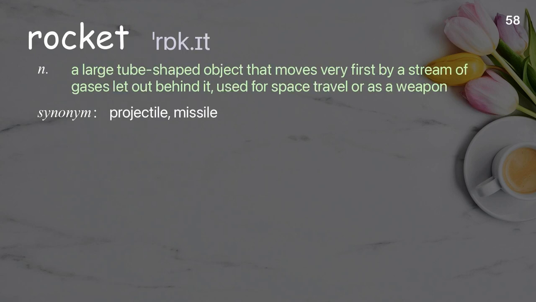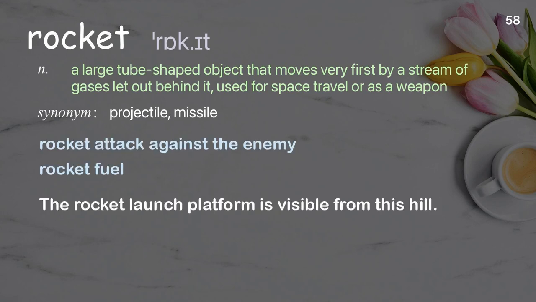Rocket. A large tube-shaped object that moves very fast by a stream of gases let out behind it, used for space travel or as a weapon. Examples: rocket attack against the enemy. Rocket fuel. The rocket launch platform is visible from this hill.